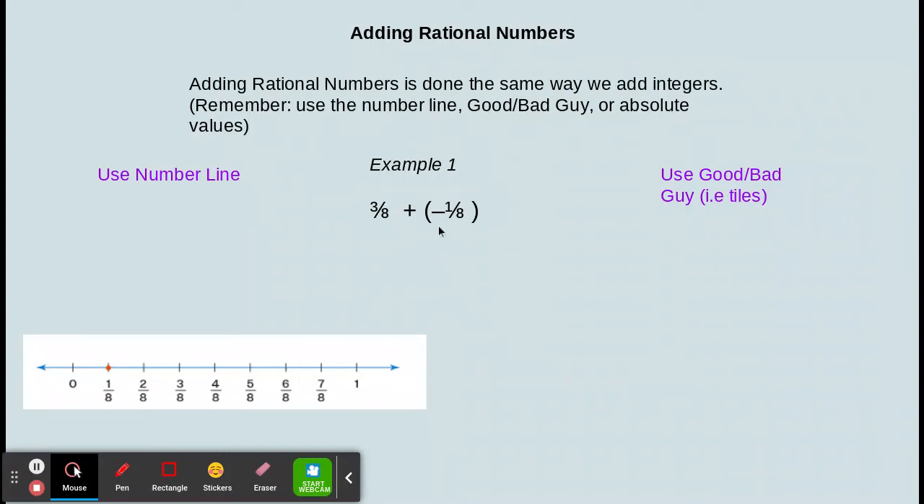Using the number line, using good guys versus bad guys, and using absolute value. Let's take this example, 3/8 plus a negative 1/8. On this one, we're going to use both the number line and good guys versus bad guys. So let's first use the number line.